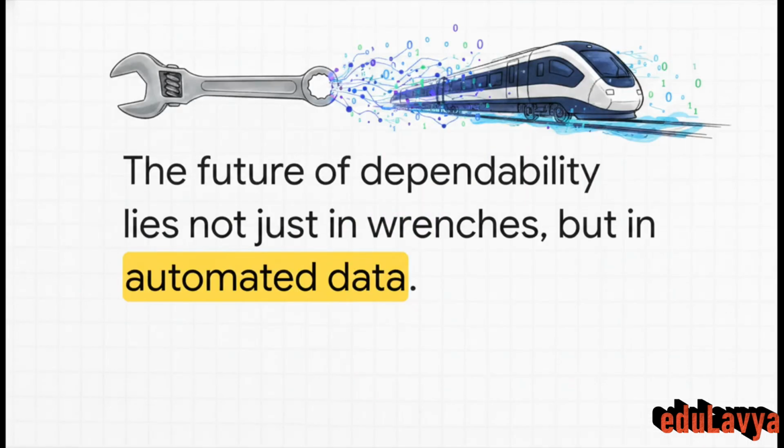Ultimately, the future of infrastructure dependability doesn't just lie in wrenches and grease, it lies in smarter data. By fundamentally shifting how we balance cost, access, and performance through predictive tech, we can keep our vital systems running safely and seamlessly. So the next time you're on a smooth, uninterrupted train ride, ask yourself, what invisible streams of data are working in the background right now to make sure you arrive safely?